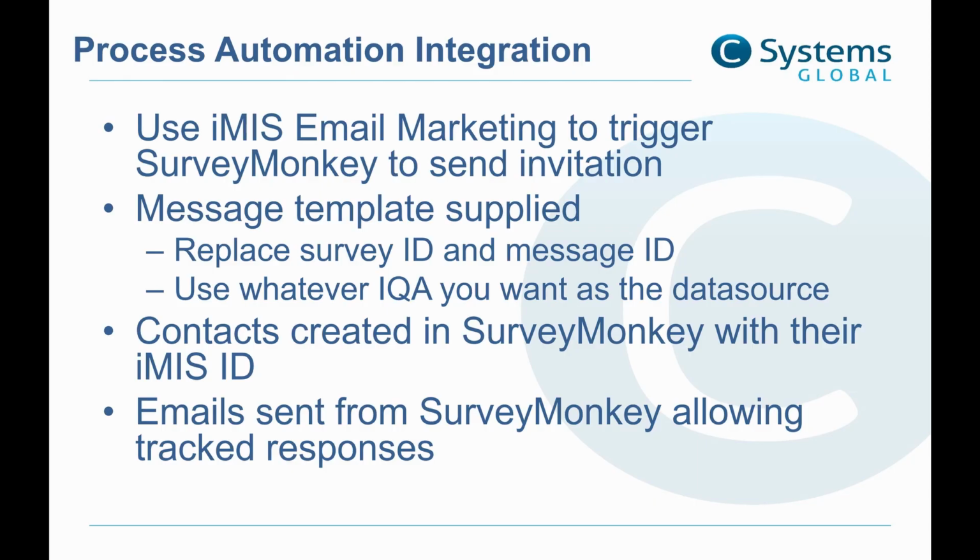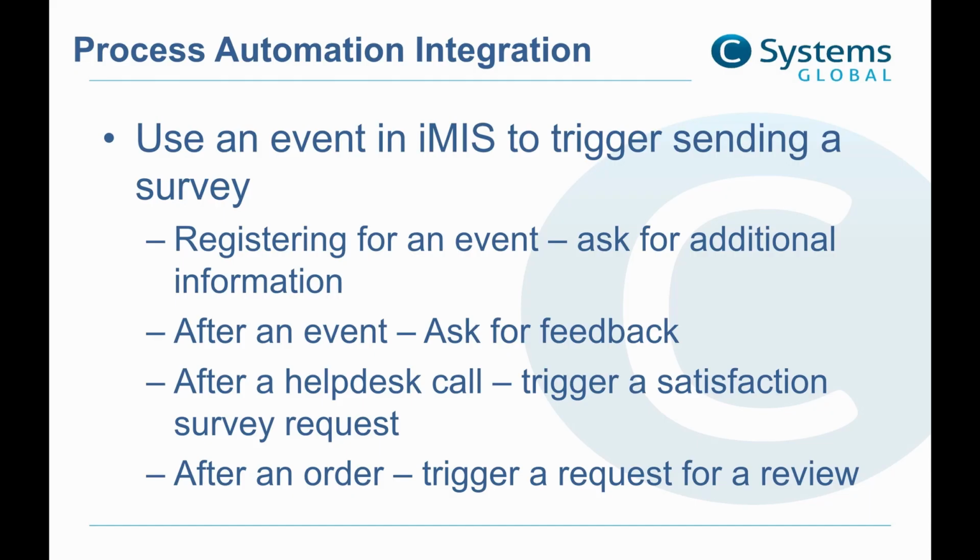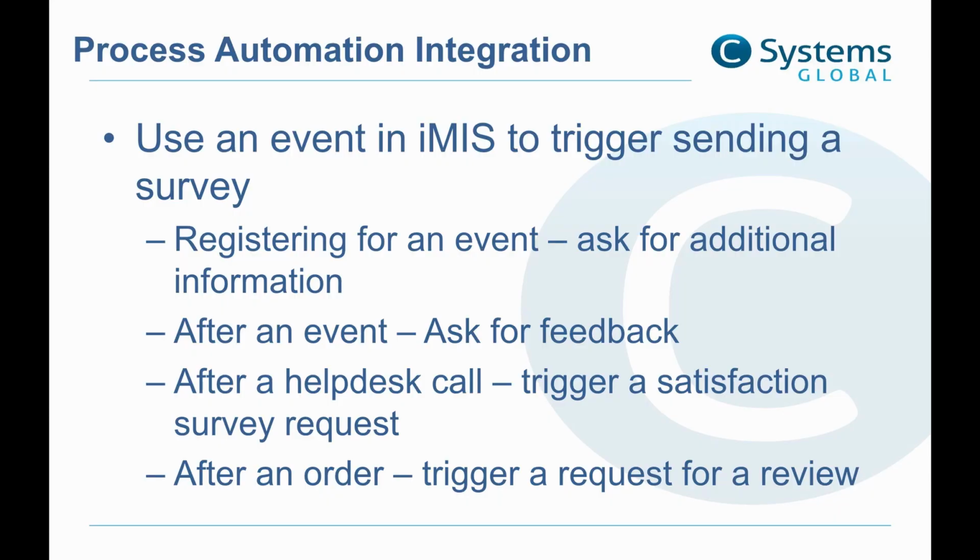The third part of Connect for SurveyMonkey is process automation integration. This allows you to use iMIS email marketing in order to get SurveyMonkey to send an invitation. The idea, as we already talked about, is to get around the anonymity, to be able to track who is responding. So we supply you with a message template. You just need to replace a couple of fields in there. So that means that you can tie that into process automation, because you're able to send those emails. If you can create a process automation task that's going to send an email, you can get it to send a request to complete a survey when someone registers for an event in order to ask them for additional information.